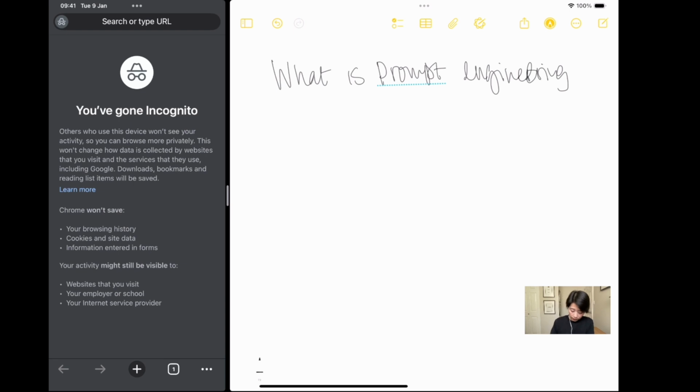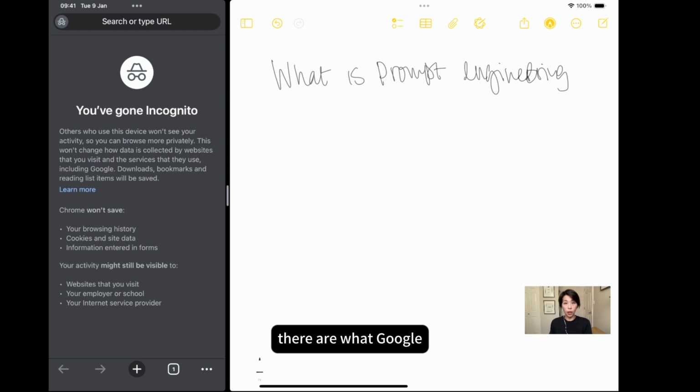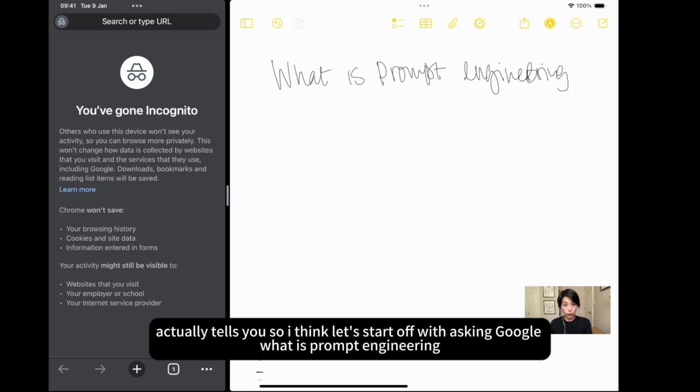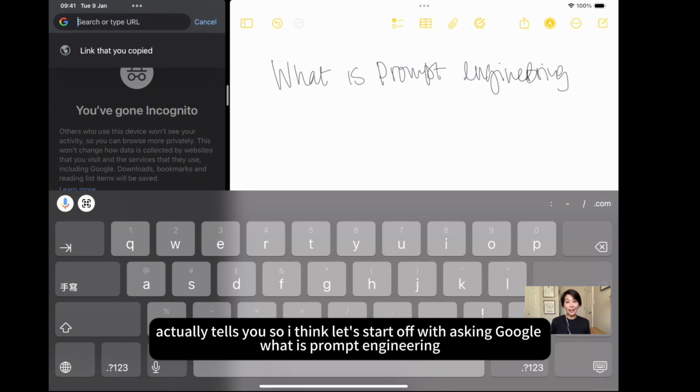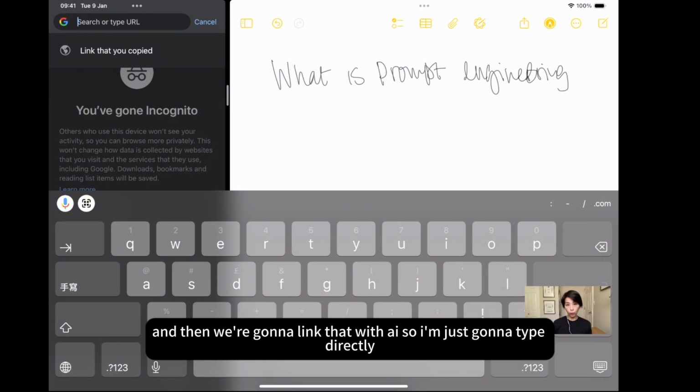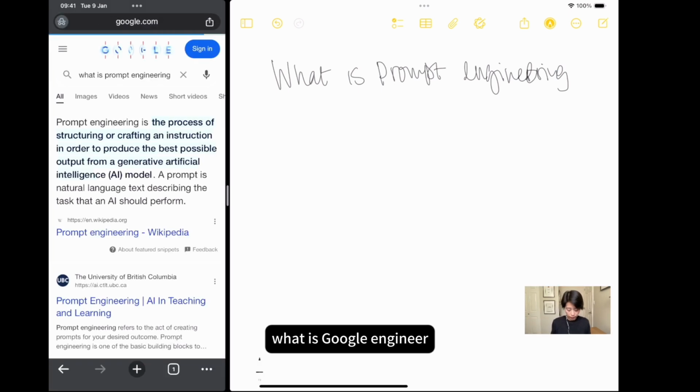So let's go through the history, or like what exactly is prompt engineering. I think there are a lot of ways to get started: there's me, what I think about it, and then of course there's what Google actually tells you. So let's start off by asking Google what is prompt engineering, and then we're going to link that with AI. I'm just going to type directly, what is prompt engineering?